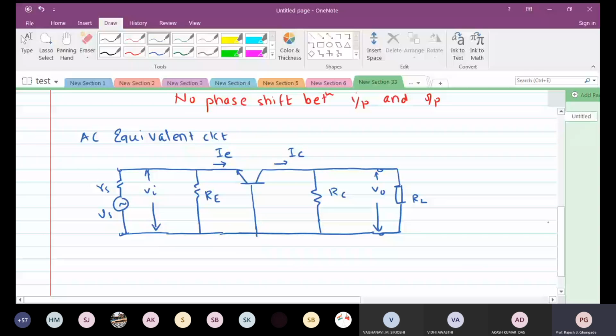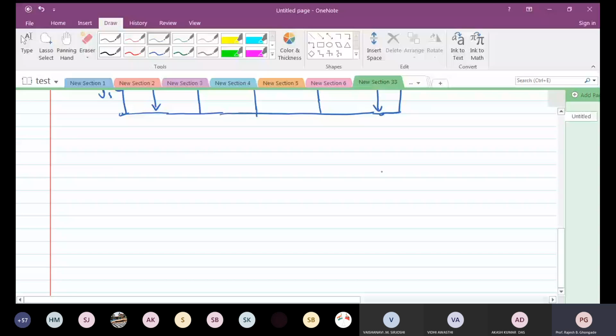All right. Now let us have a look at the H parameter equivalent circuit. Everyone clear with the AC equivalent circuit? Yes, sir. Okay. Let me draw the H parameter equivalent circuit now.